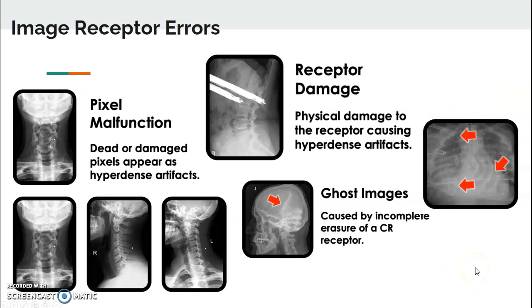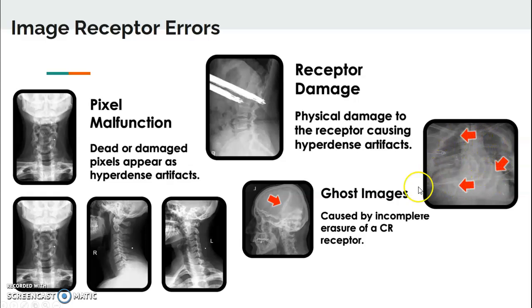Image receptor error options. A pixel malfunction, as you can see this little white dot here, it might be a dead or a damaged pixel that's going to show up white here. These white lines coming through here might be a damaged receptor. Someone might have dropped it, usually physical damage, or sometimes it gets liquid inside it from cleaning or something, but usually someone has dropped the expensive cassette.